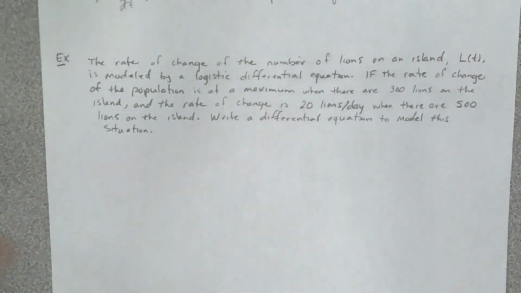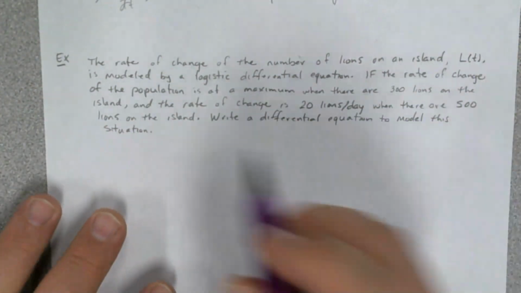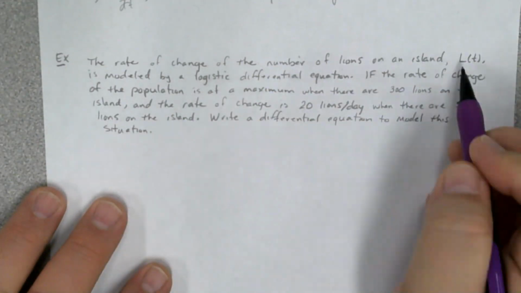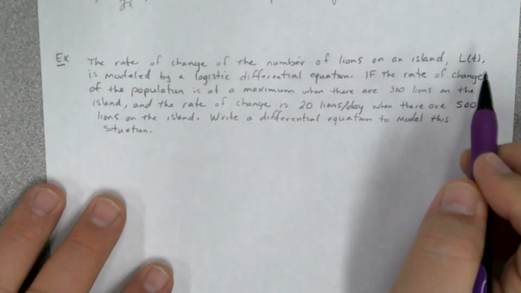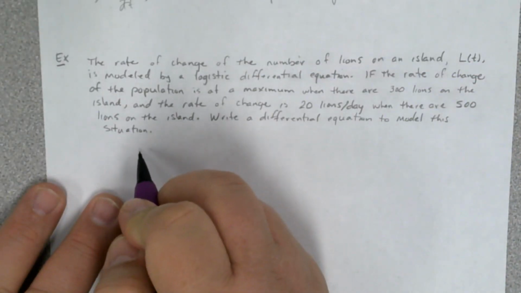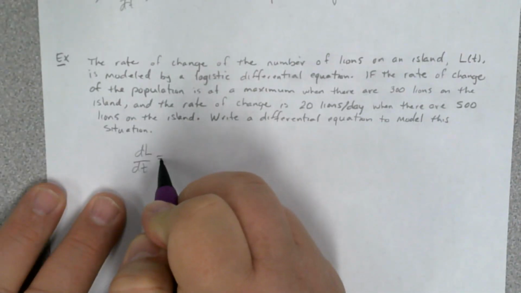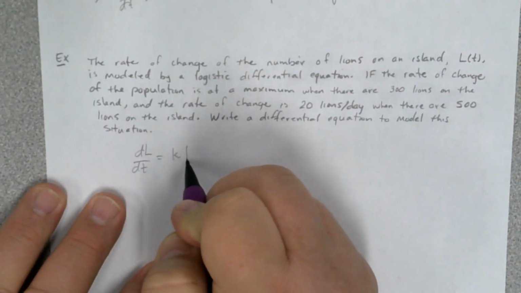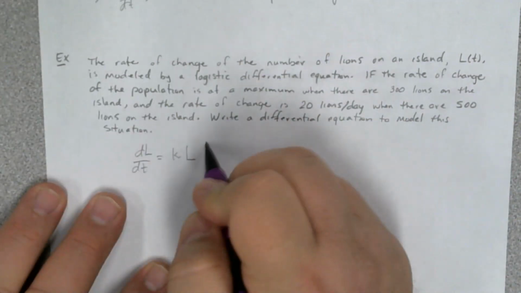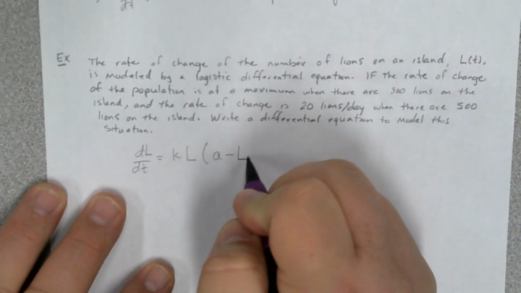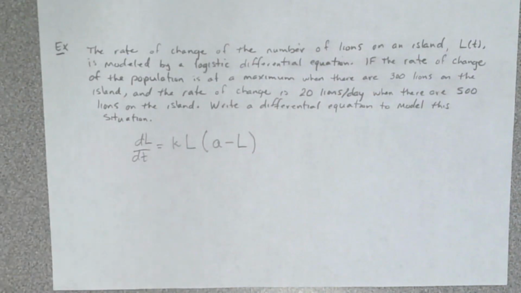So you need to know your model form. Lions, L of t, is the function variable. So it's dL/dt for lions equals some number times the lion population, times A minus L. So we want to fit into that format. So we look around and see what they told us.